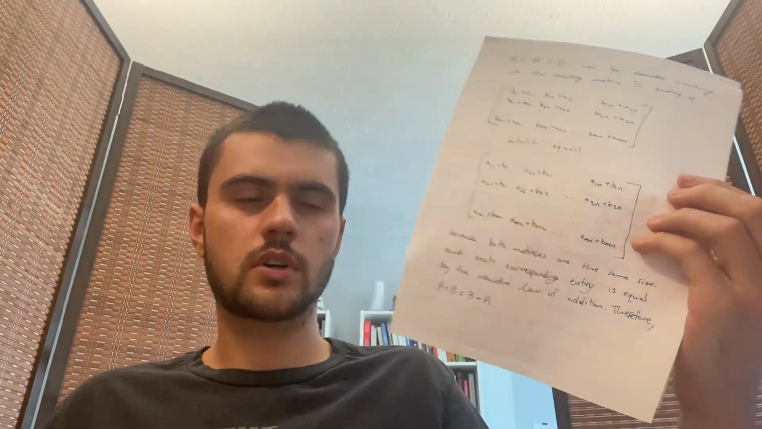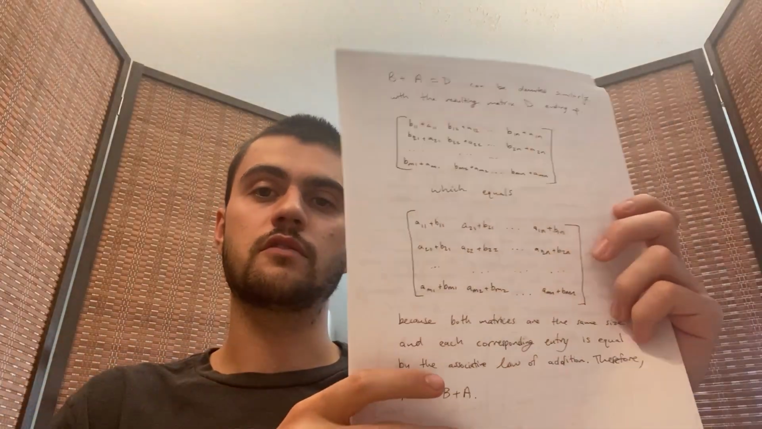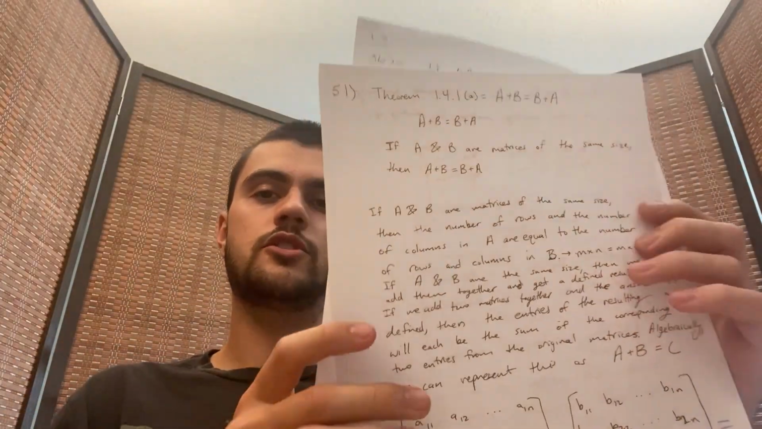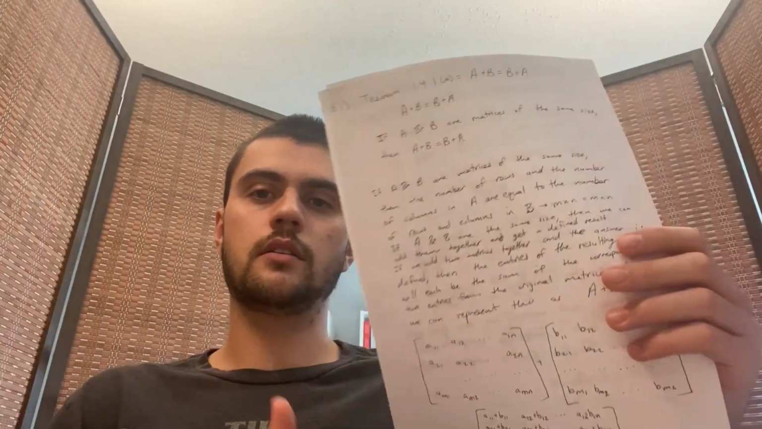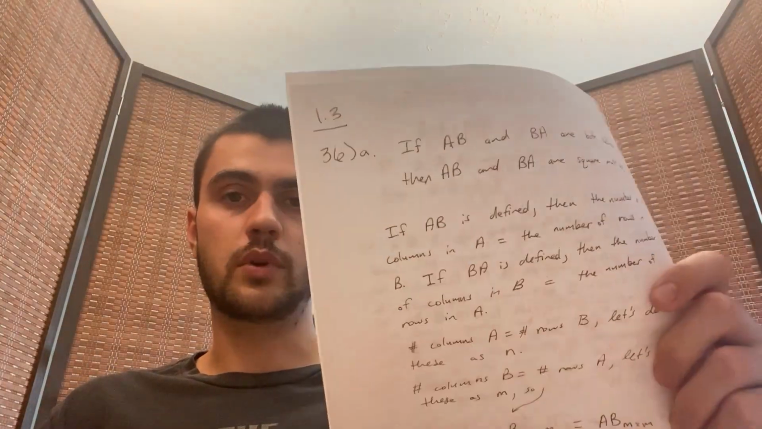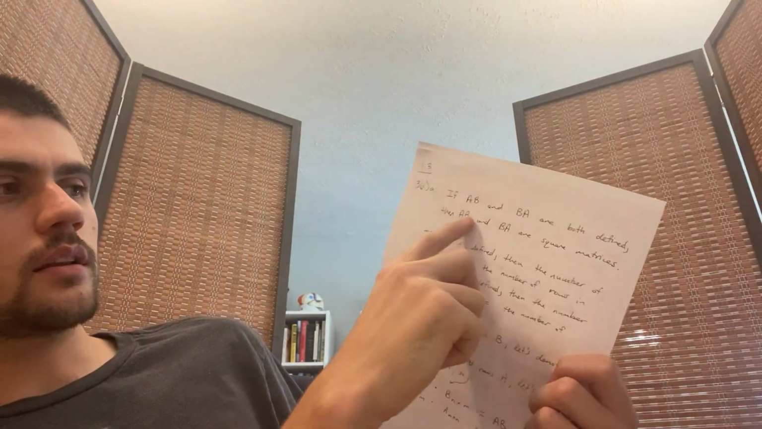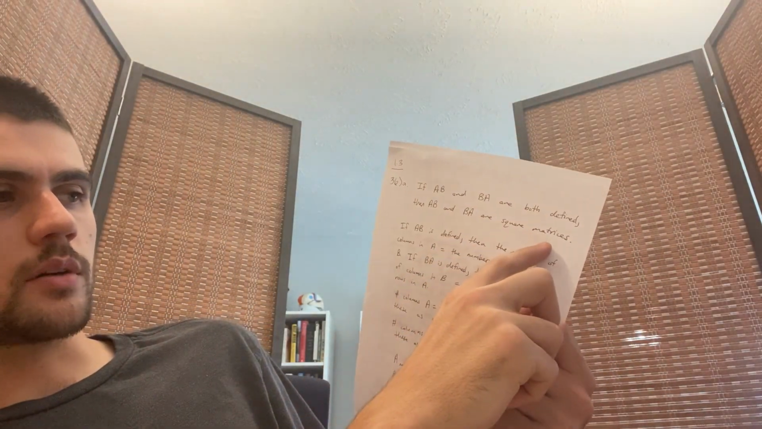Funny enough, we went back and did another problem after we completed this proof, which is two pages, probably not that well structured, probably a lot of unnecessary words and fluff, but we'll have ChatGPT check it. I think it should be valid. And we did another proof from 1.3 this time: if AB and BA are both defined, then AB and BA are square matrices.